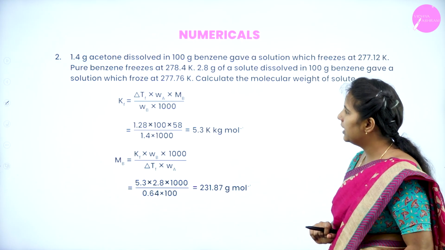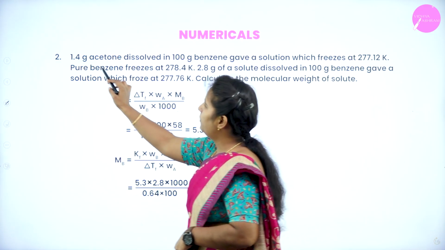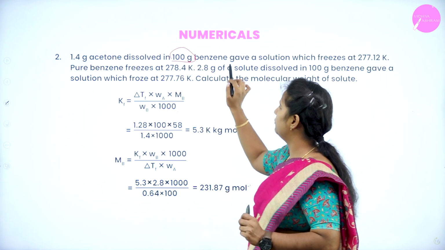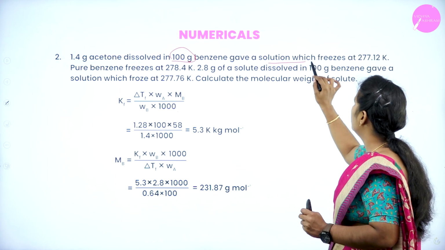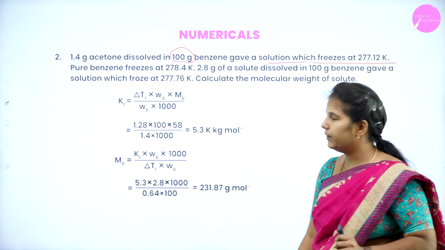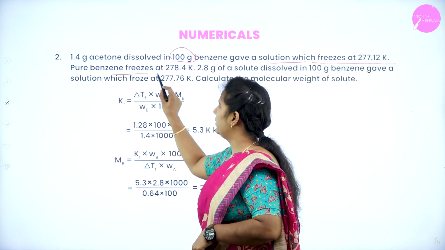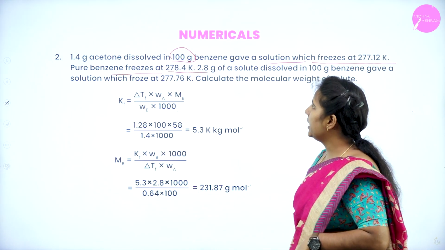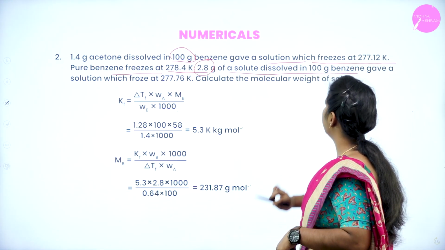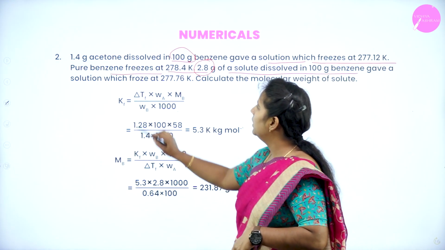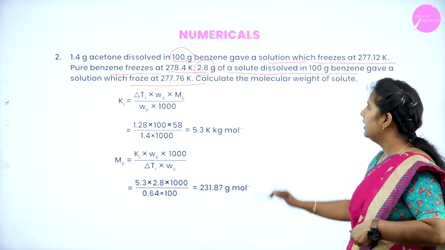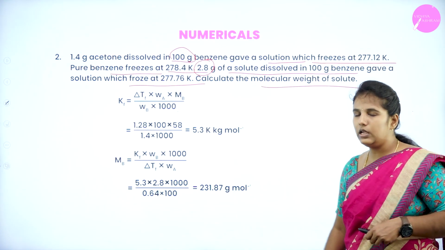Next, we will discuss another problem: 1.4 grams of acetone dissolved in 100 grams of benzene to give a solution whose freezing point will be 277.12 Kelvin. Similarly, pure benzene freezes at 278.4 Kelvin, and 2.8 grams of the solute dissolved in 100 grams of benzene gives a solution which freezes at 277.7 Kelvin. Calculate the molecular weight of the solute.